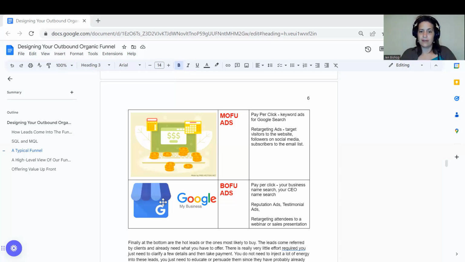And then bottom of the funnel ads, again, is pay-per-click, but it's more specific to your name. So if they're Googling your name or your brand, that's bottom of the funnel, or maybe your CEO's name or someone in your company, very much related to your reputation ads or testimonial ads, things like that. Or it could be people who've attended quite an intimate event, maybe like a presentation or seminar or webinar. If you know very specifically, you can just target them with highly personalized advertising. So that's TOFU, MOFU, and BOFU advertising.